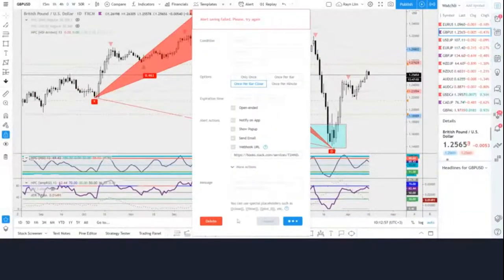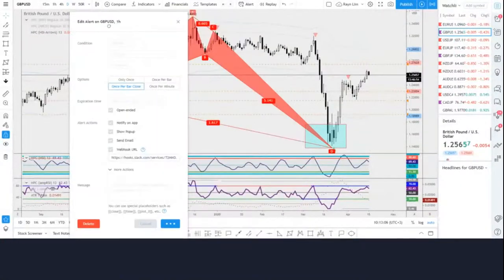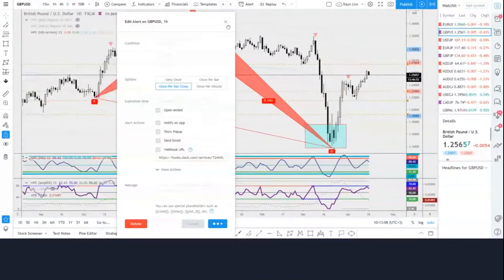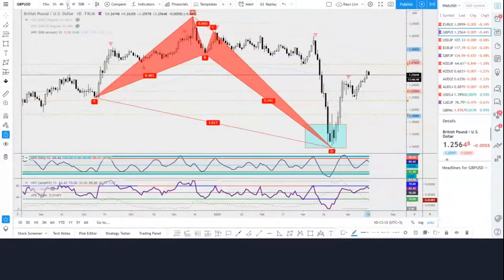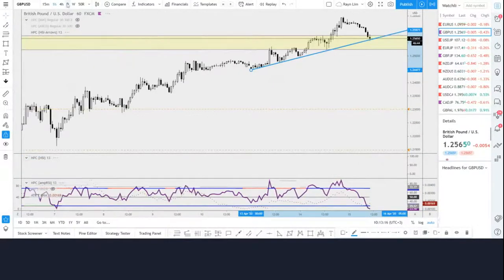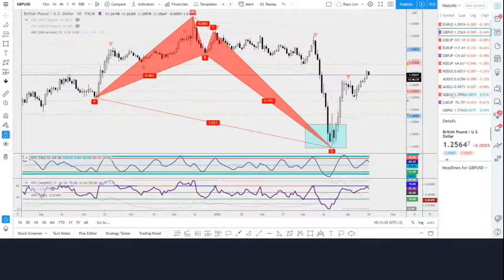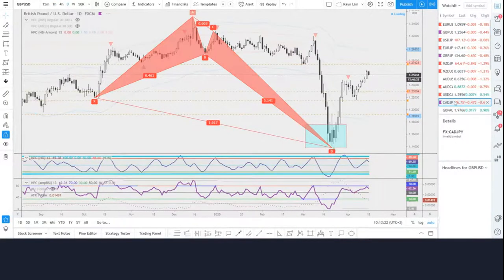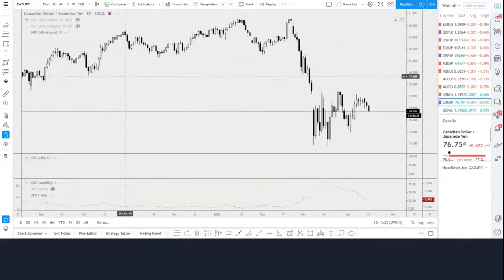Okay, yep, as expected. Let me see. If it just disappears, I will just go and do it again. It's fine. Let's see, double check. Alright, so to the second last pair, Canada yen. So I take it as there are no questions on TradingView.